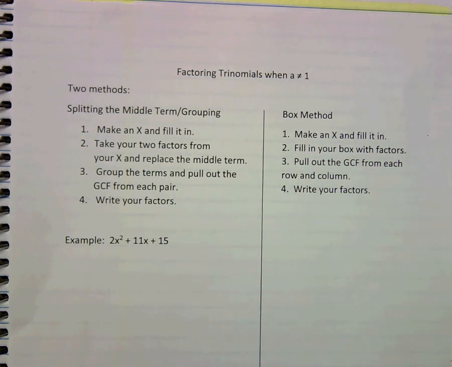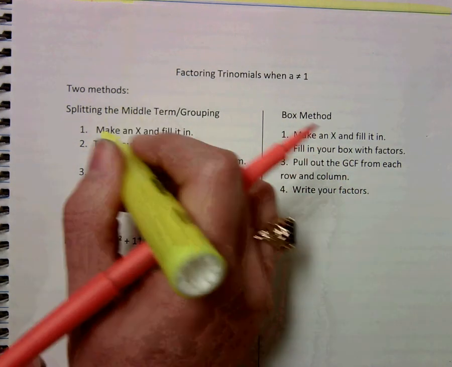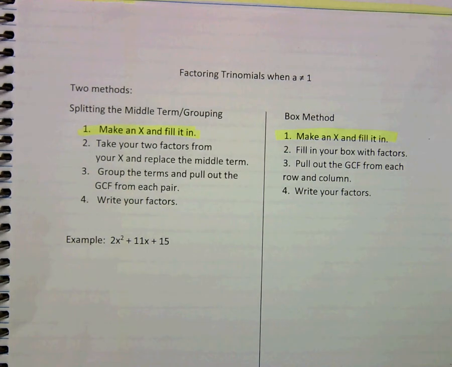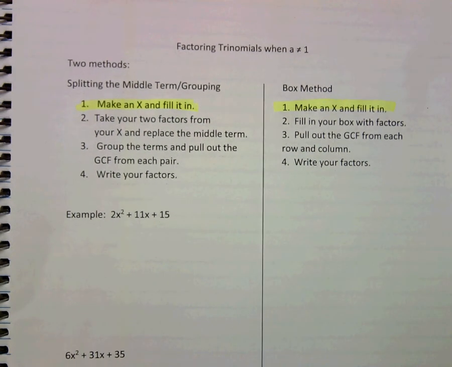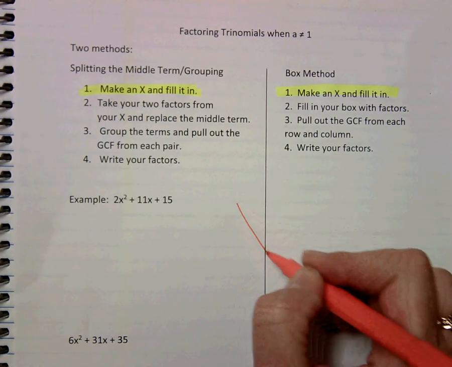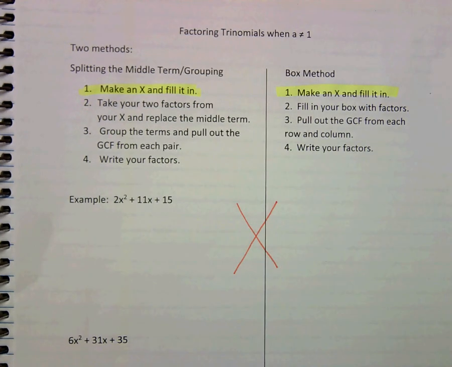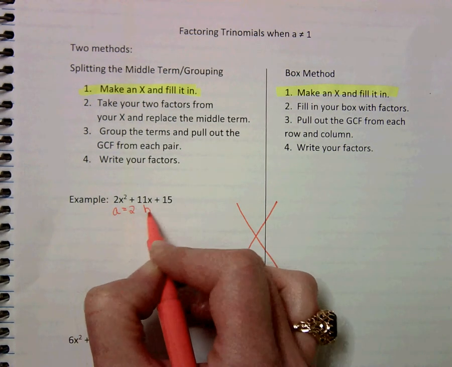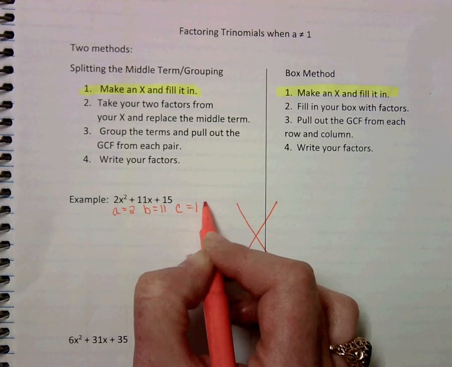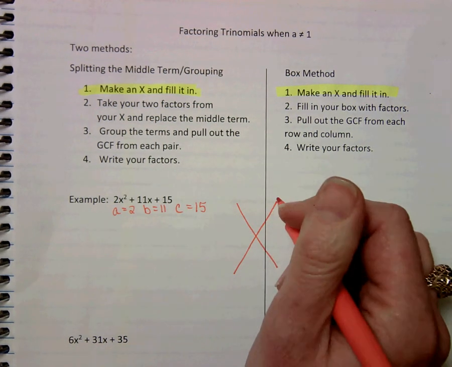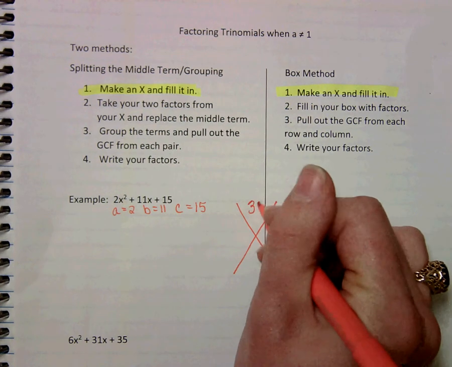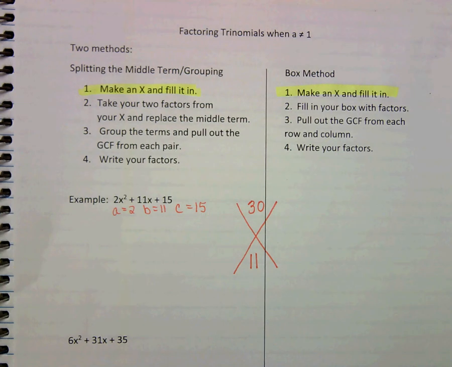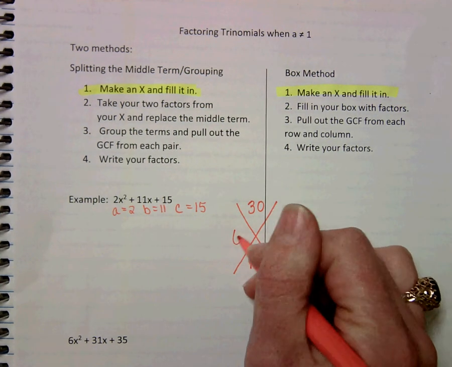The first step in both methods is to make our x and fill it in, just like we've done previously in factoring. For problem number 1, I'm going to make an x and put it in the center since it applies to both methods. Remember, on top we put a times c. If a is 2, b is 11, c is 15, then a times c, 2 times 15, is 30. And our b value at the bottom is 11. Again, we'll fill in our factors just like we always do.